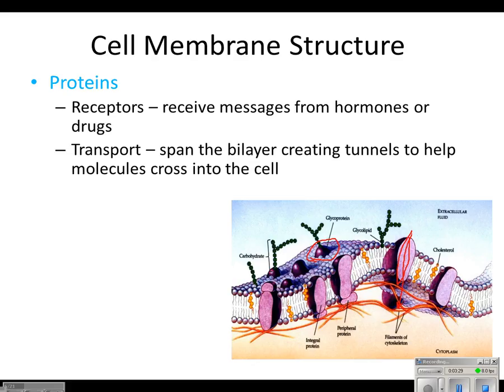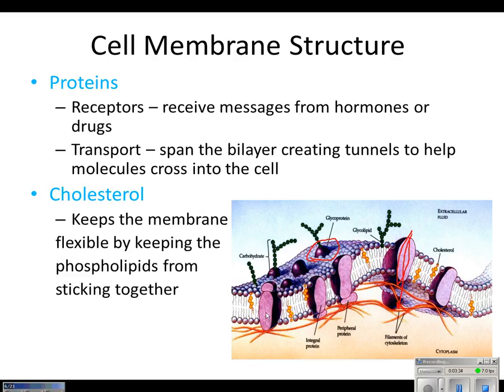There's also cholesterol that's in the membrane. If we look, we see that we have these cholesterol chains represented by these yellow structures, and those help keep the phospholipids from sticking together and keep the membrane flexible.